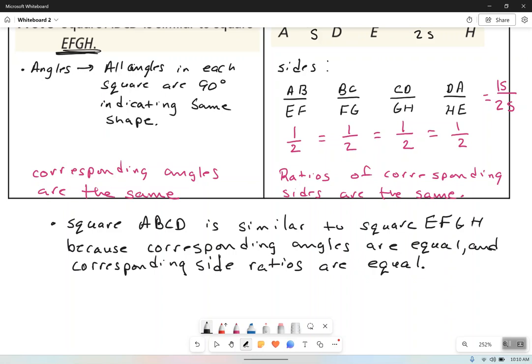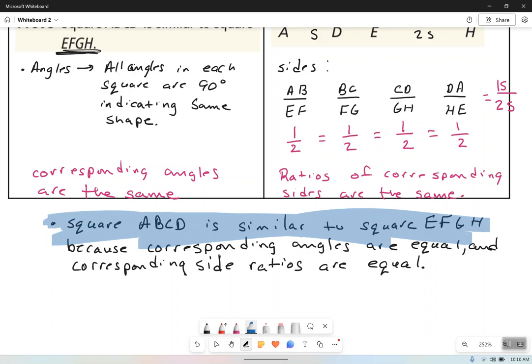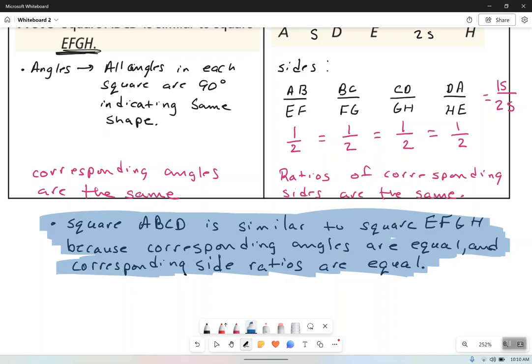Okay. Guys, this is really what you want to say almost for every proof. When they ask, are they similar? You need to show that the corresponding angle measures are the same. That keeps the shape the same. But then you want to show the corresponding side ratios are the same. That's your dilation. Guys, one square is half the size of the other one by side length, isn't it? That's what we're trying to show for most of these.